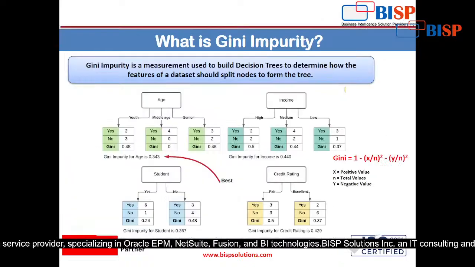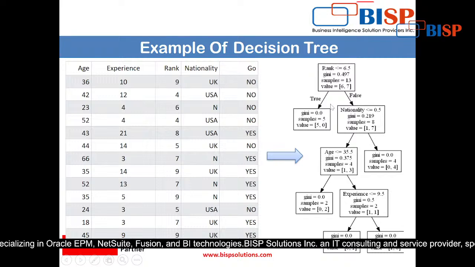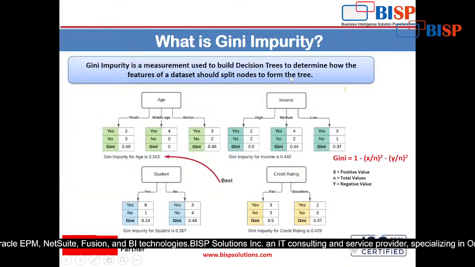First of all, let me show you this. What is this Gini, right? So you might be thinking exactly what it is. So first let's jump to this slide. Now see, what is Gini impurity? Gini impurity is a measurement used to build a decision tree to determine how the features of a data set should split nodes to form the tree.